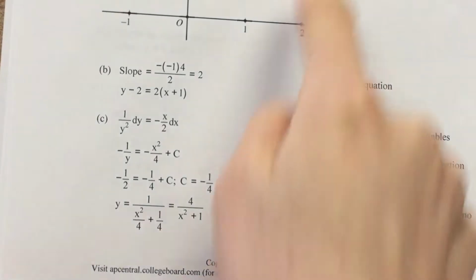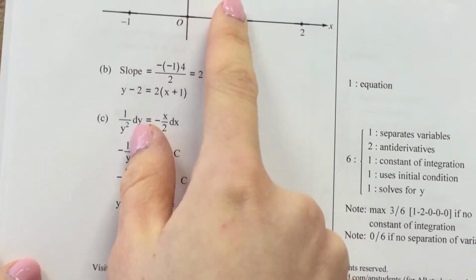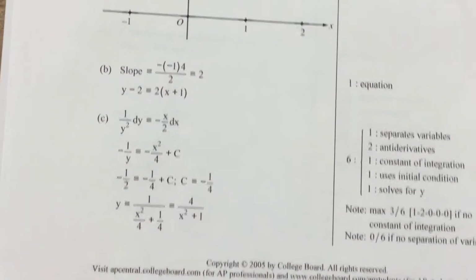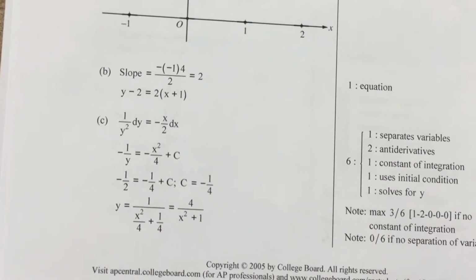A is always create your own slope fields like this. C is always the separable differential equation. Part B changes from problem to problem. So you've seen this one.